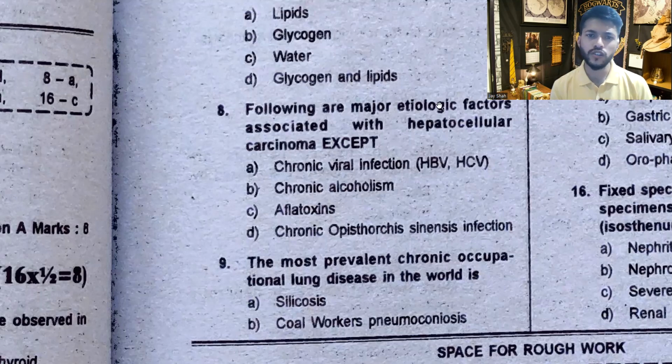Following are major etiological factors associated with hepatocellular carcinoma, HCC. Chronic viral infection, yes. HBV is DNA, HCV is RNA. Chronic alcoholism, yes. Aflatoxins, yes. Opisthorchis viverrini infection is cholangiocarcinoma, not this. And Schistosoma haematobium is your urinary bladder cancer.